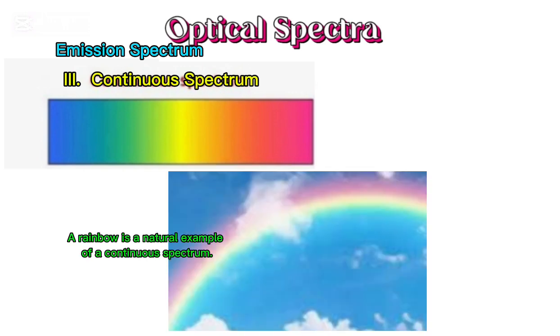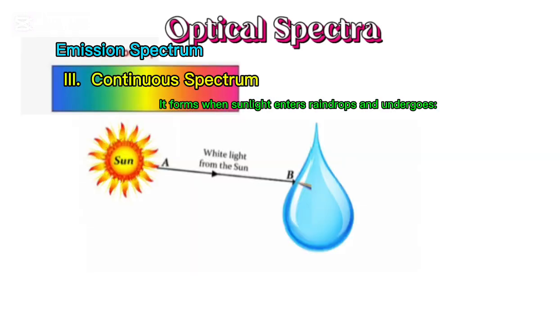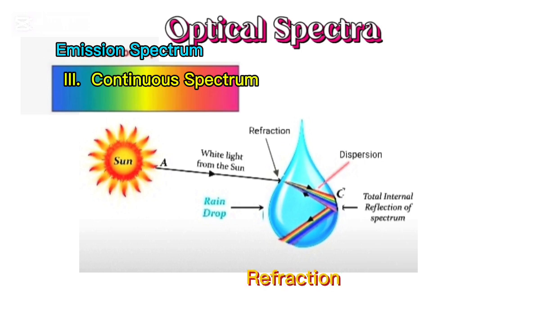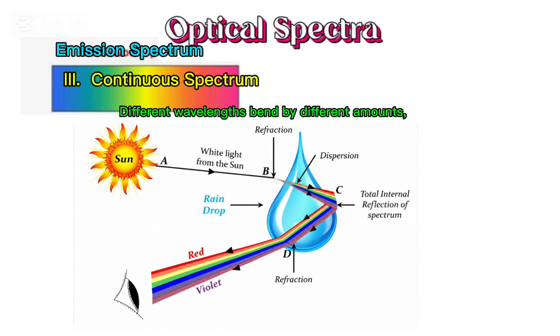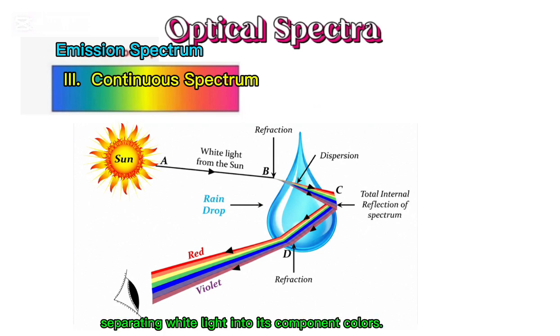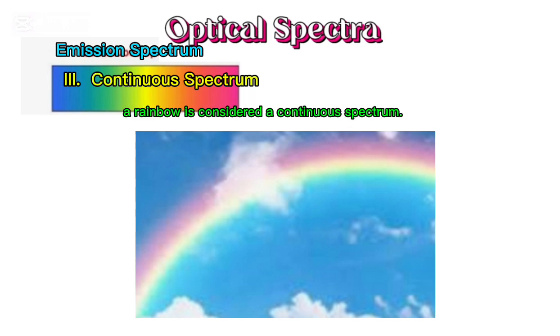A rainbow is a natural example of a continuous spectrum. It forms when sunlight enters raindrops and undergoes refraction, internal reflection, and refraction again as it leaves the droplets. Different wavelengths bend by different amounts, separating white light into its component colors. Since the colors blend smoothly into one another without sharp boundaries, a rainbow is considered a continuous spectrum.